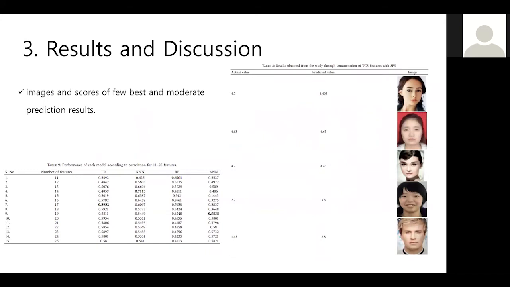Since the KNN model has achieved the highest correlation values and lowest errors, it is considered the ideal model for facial feature analysis, and the obtained results are given in this table 8. It shows the images and scores of a few best and moderate prediction results.